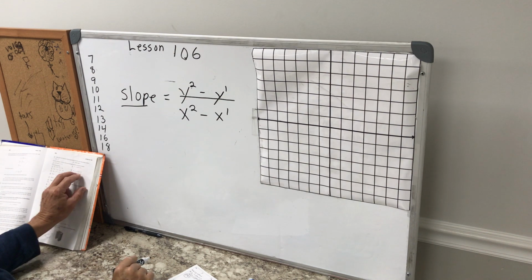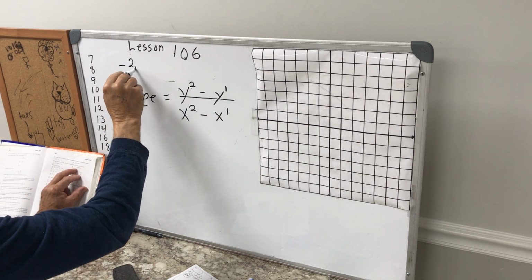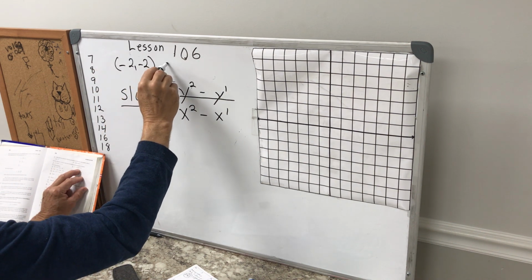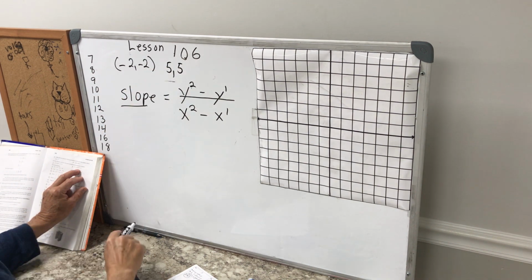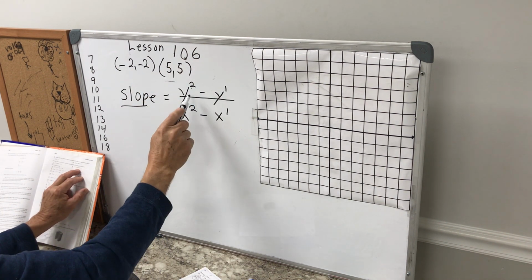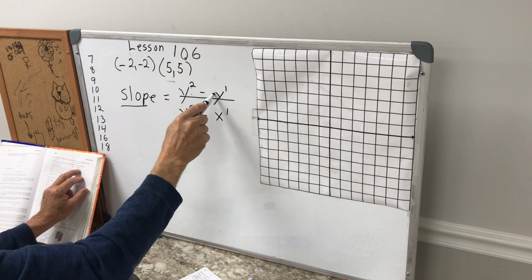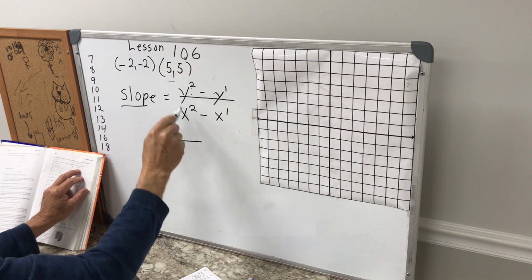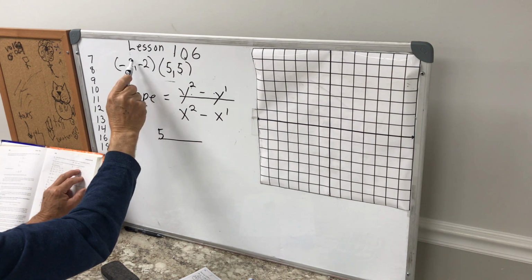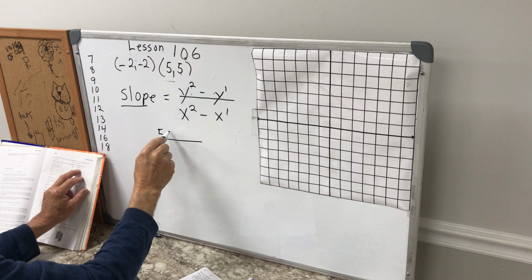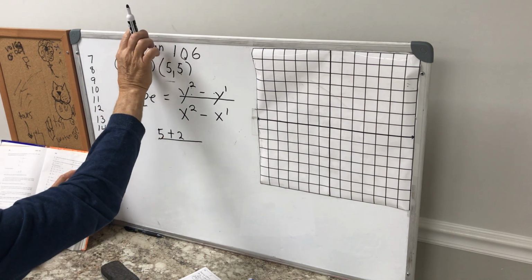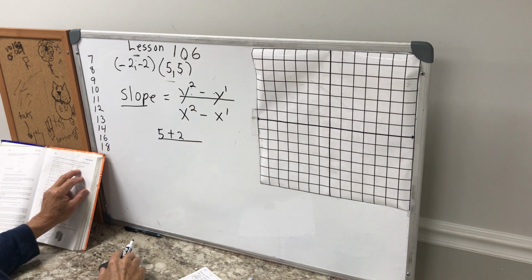The number 8 is a negative 2 and a negative 2. And the second one is a 5 and a 5. Okay, remember the steps? y2, negative y1 on the top. This is y2, this is 5 minus a negative 2. That's going to become a positive 2. Is that right? A negative 2. That's a positive 2. That's on the top.